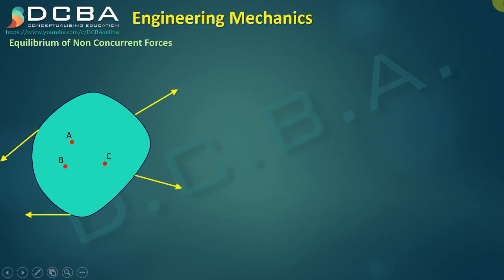So in the last video lecture we had seen how to solve a concurrent force system and what the equilibrium of a concurrent force system is. In this lecture we'll be starting with the equilibrium of non-concurrent forces. So the basic conditions of equilibrium remain the same, that is summation Fx, summation Fy and summation M equals to 0. Okay, so these three conditions of equilibrium are universal for all the equilibrium cases.